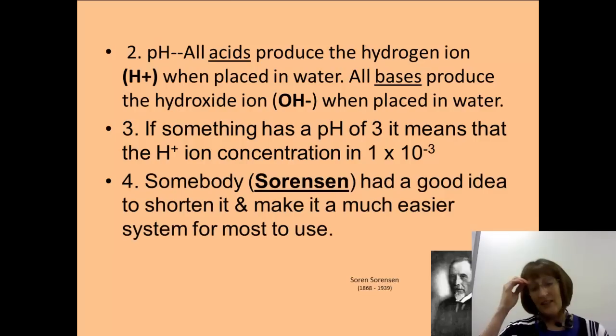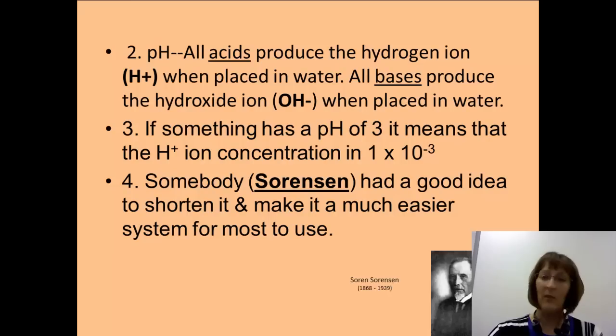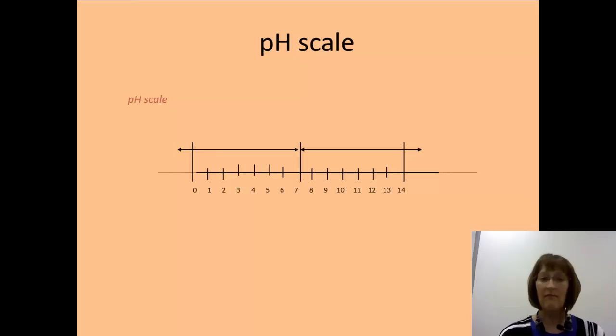And this guy named Sorensen, I guess he was really tired of writing out 1 times 10 to the negative 3 or 1 times 10 to the negative 14 or blah, blah, blah. He said, let's just make it easier and use those superscripts, and how you get that mathematically is the negative log of the hydrogen ion concentration. So thank you, Sorensen, for giving us the pH scale.